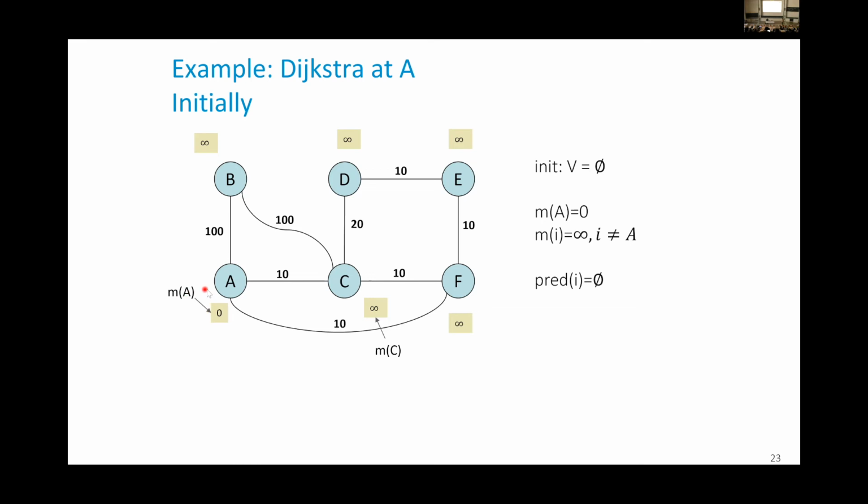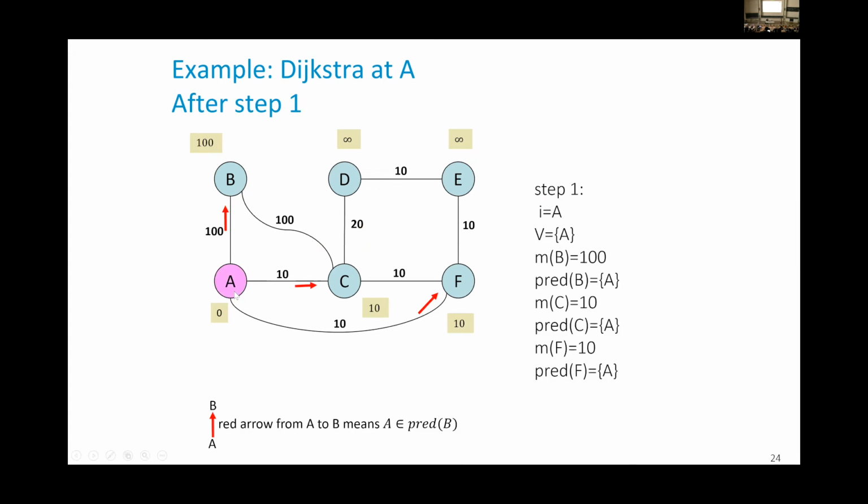Then the values that we have, M of something, is our estimate of the distance to go there. So of course, to go from me to me, the cost is 0. And at the beginning, when we start the algorithm, the cost is infinite to go everywhere because I don't know where to go. And initially, the set of visited nodes is empty. Then I will pick, among all the nodes that are not yet visited, the one that has the smallest value. The first step is, of course, obvious. I will pick A.